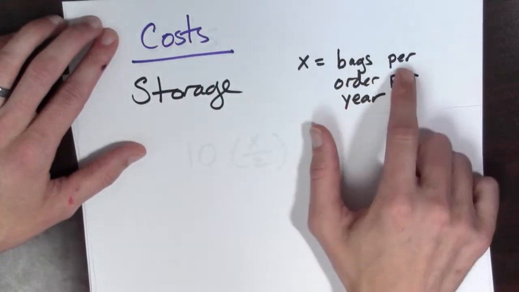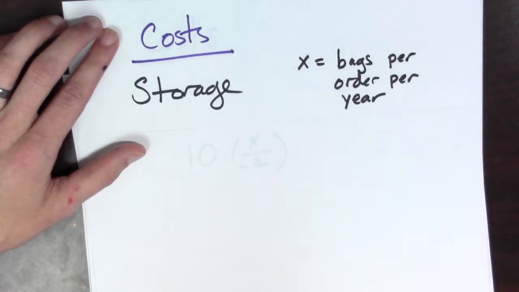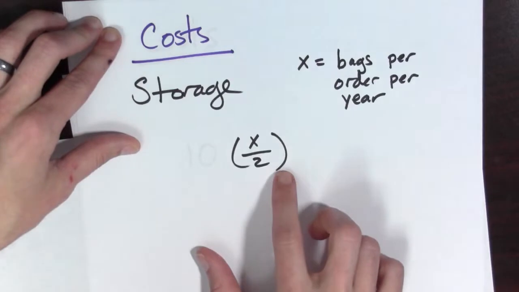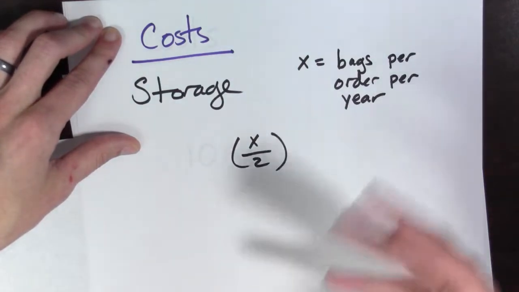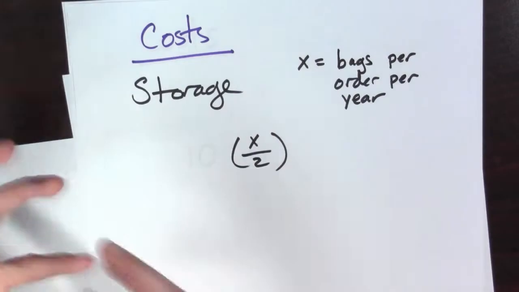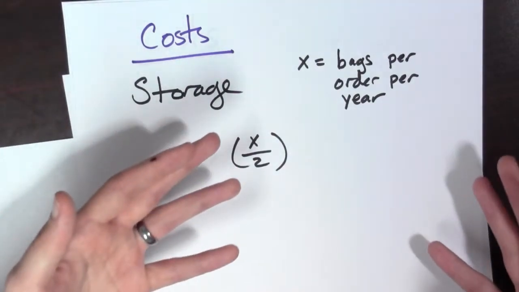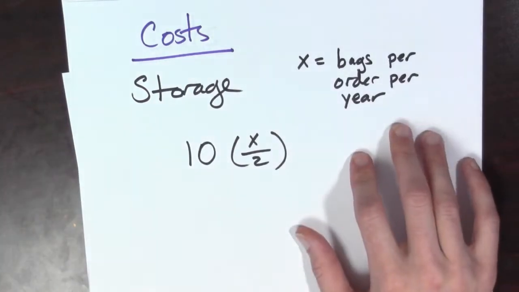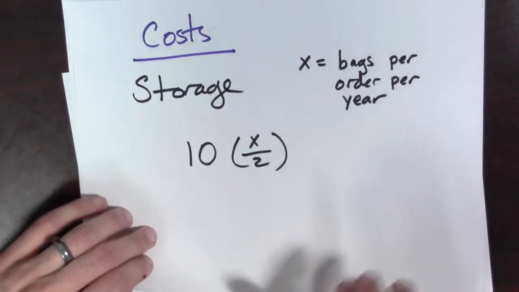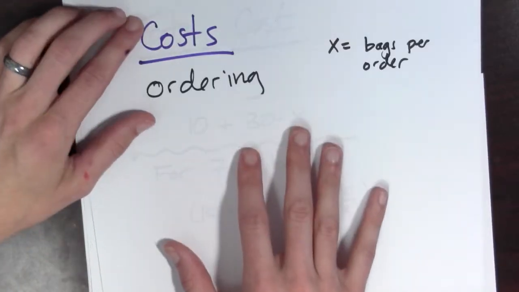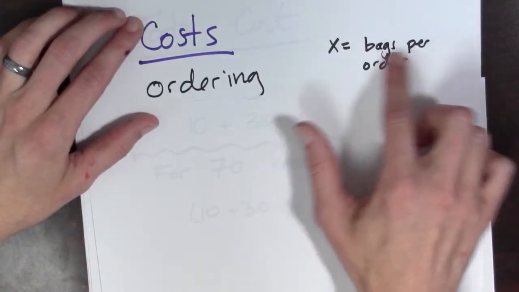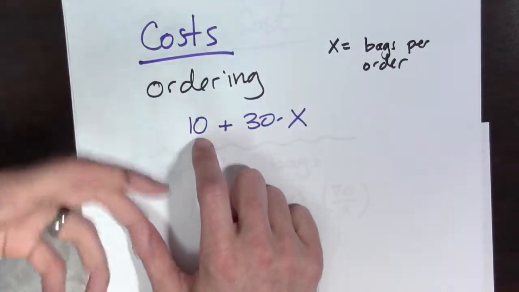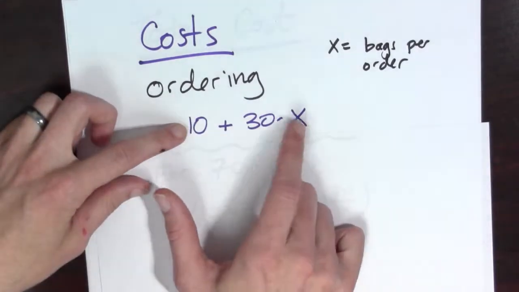Well, if x is the number of bags per order, then at any one time you're going to have x over 2 bags in your inventory, because the idea is you start off with all of them and then you go down, so this is an average. And so storage cost is $10 times that, so this is the storage cost. On the other hand, when you order x bags per order, your one-time fee for the actual ordering is $10, and then it's $30 per bag, so it's 30 times x.